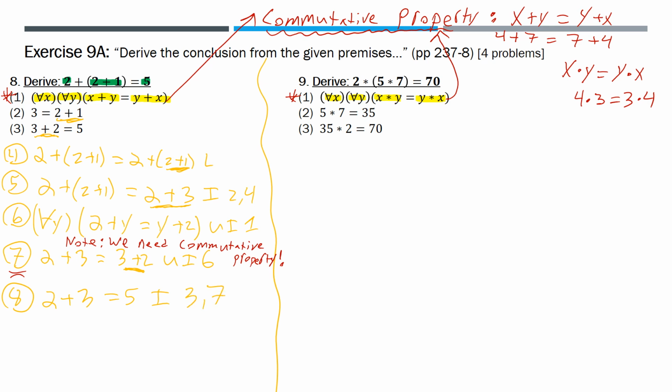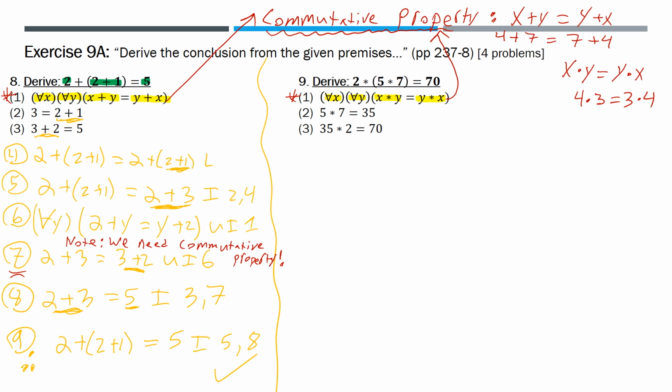Moreover, this 2 plus 3 appears in line 5, and we know that 2 plus 3 is identical to 5. So for 9, it does in fact follow that 2 plus the quantity 2 plus 1 is equal to 5 by the identity rule with lines 5 and 8.